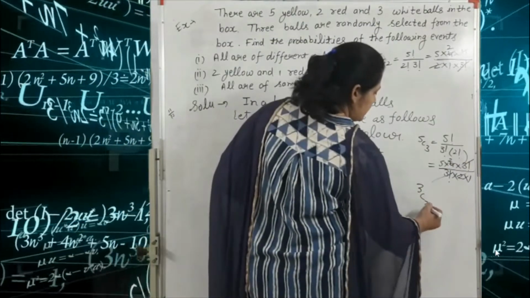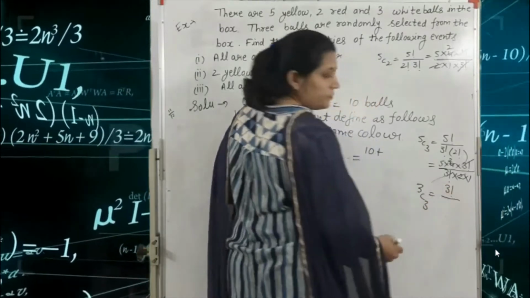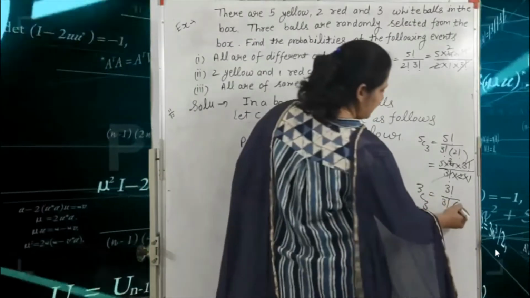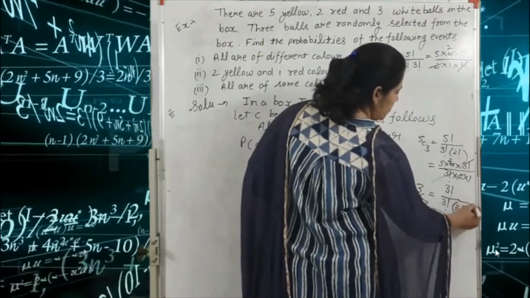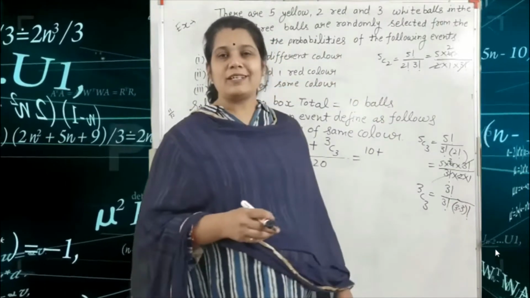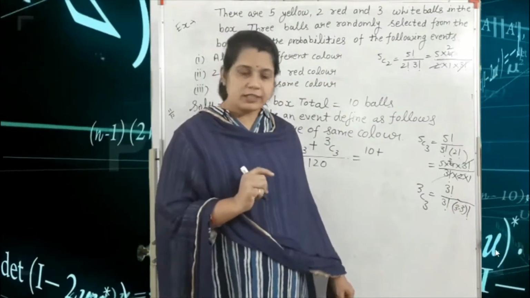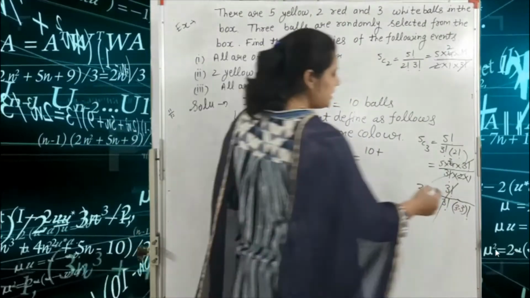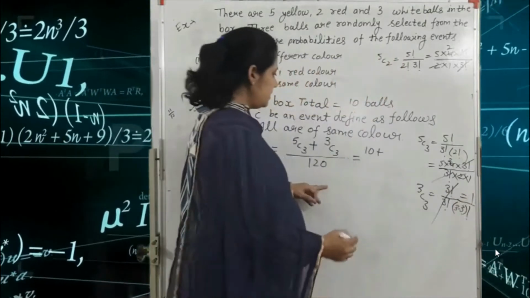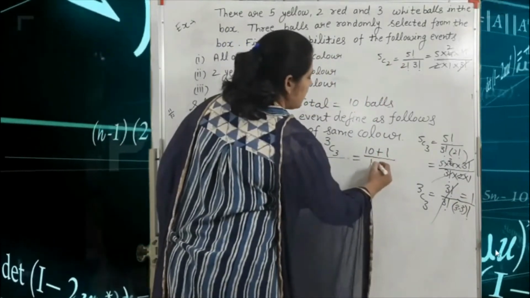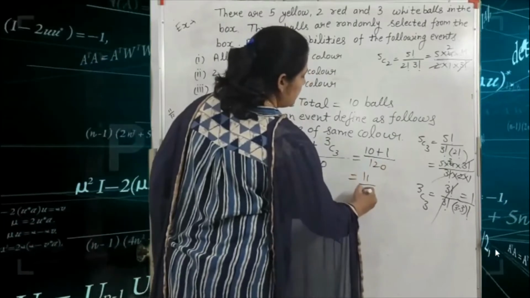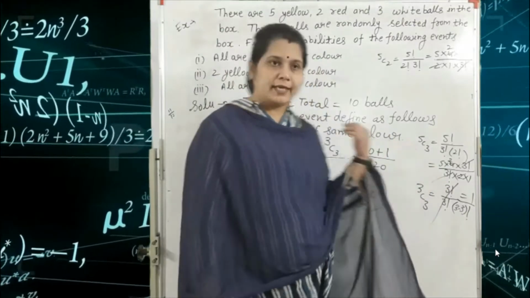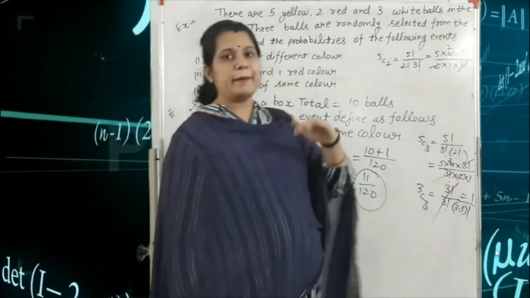Next one is 3C3. So 3C3 is equal to what? Factorial 3 over factorial 3 into factorial 3 minus 3. That means factorial 0. So what is the value of factorial 0? Factorial 0 is equal to 1. Okay. So here this term is cancelled, that means we get only 1. Got it? So here 10 plus 1 divided by 120, that means total 11 by 120. This is your final answer if all are of the same color.